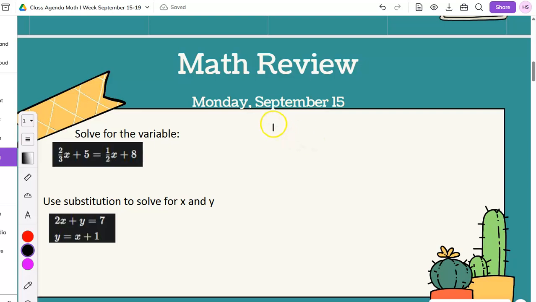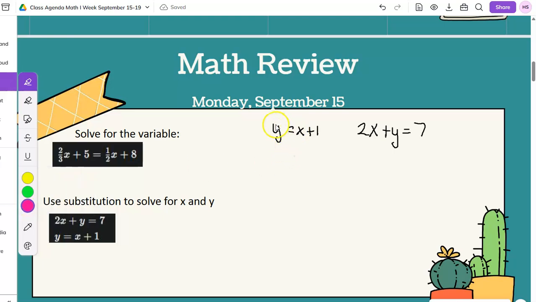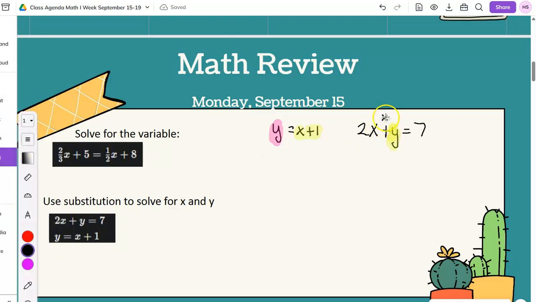Okay, so I have y equals x plus 1, and I'm going to use the equation 2x plus y equals 7. We cannot solve for x and y at the same time unless we have two systems of equations. Then we can plug in. So I know that y equals x plus 2. So everywhere there's a y, instead of plugging in y, I'm going to plug in x plus 1, not x plus 2.